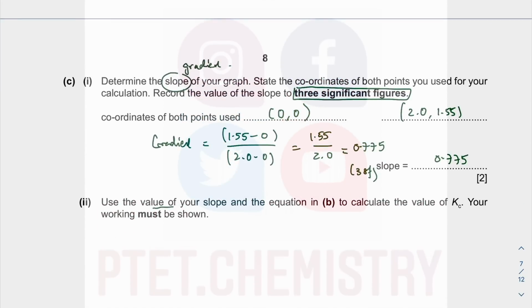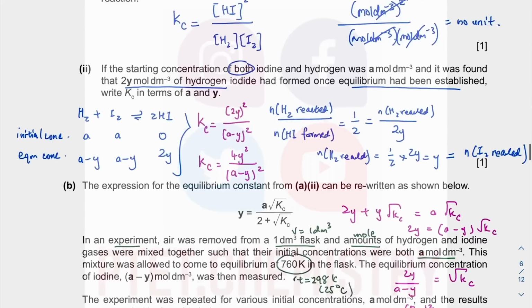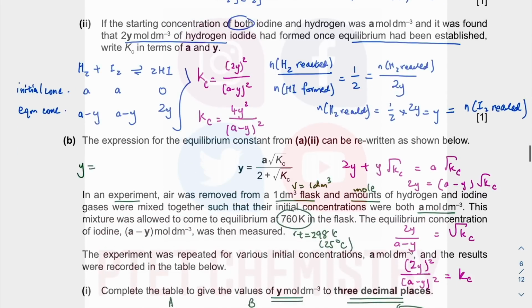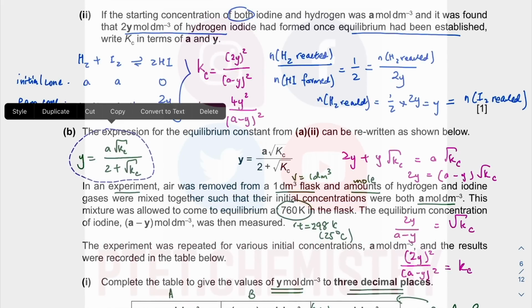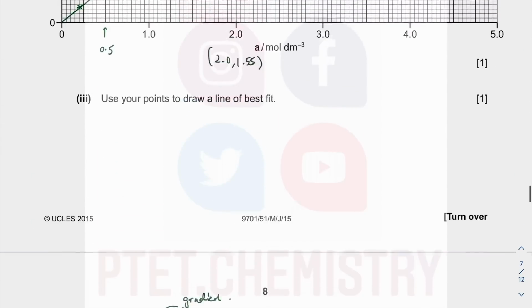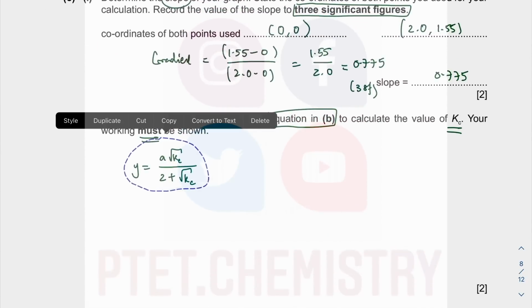You've got to use your value of the slope, which is the gradient, and the equation in B to calculate Kp, and you must show working. What is your equation in B? The equation in B is y is equal to AKC over 2 plus KC. I'm just writing that out because I don't want to be flipping back and forth. On your actual exam, you can flick back and forth between your paper, so you don't do what I do, obviously.